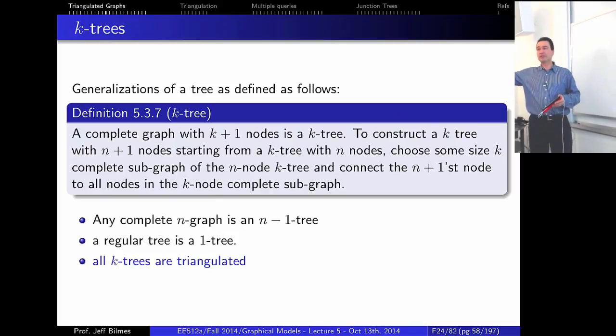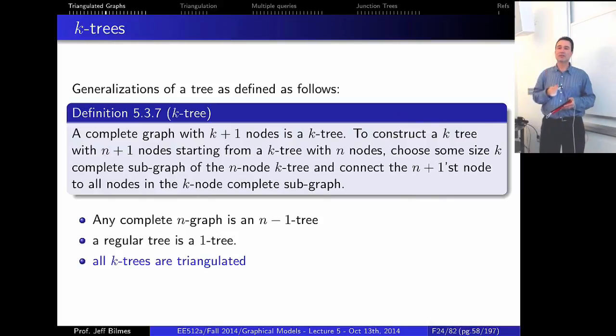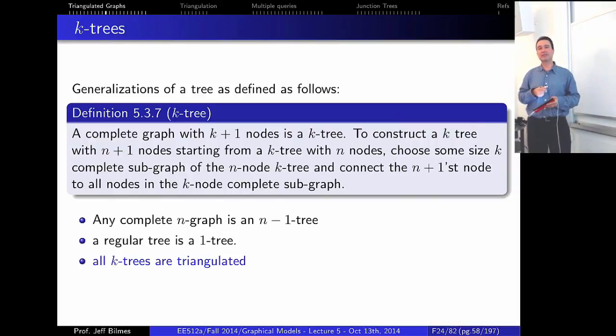Because in the reverse order, it's always going to be a perfect elimination order: the last node we connect is always going to be simplicial. Then we eliminate that. Then the penultimate node that we added is also going to be simplicial. And we keep going backwards in that order, and that's going to be a perfect elimination order of that K-tree. So any K-tree is triangulated.